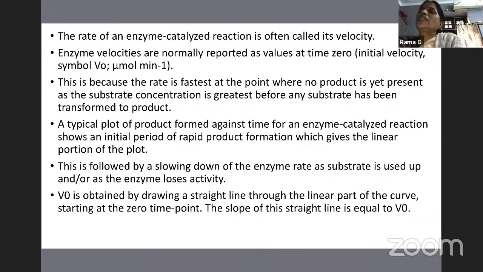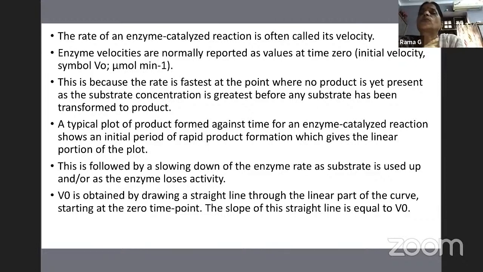Why? In the initial stage, the reaction starts slowly, but afterwards it goes at a high speed. That means the reactions are going on, giving the ES complex. That's why this graph gives a straight line, a linear portion or linear part of the graph.